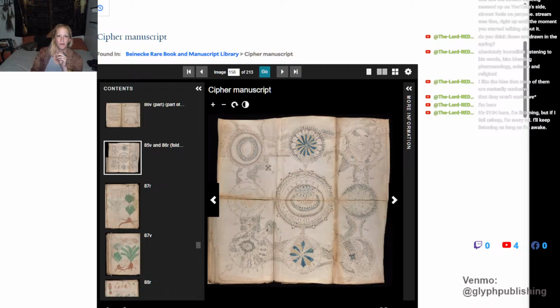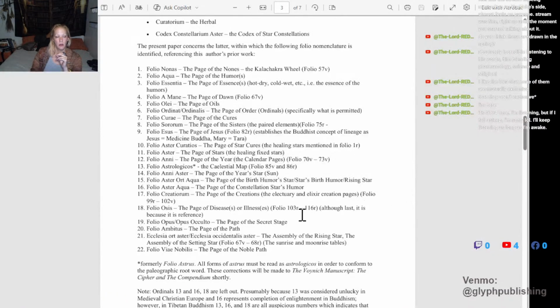That's him. Here's the master list of folios, okay? So we have Folio Nonas, the page of the knowns. This is the page of the humor. Folio Essentia, the page of essences. Folio Amene, the page of dawn. Folio Olei, the page of oils. Ordinator Ordinalis, the page of the order or the ordinals, which we discussed about the ordinal pagination. Which that is a section of what is permitted, right? You have to do each ordinal in a certain order.